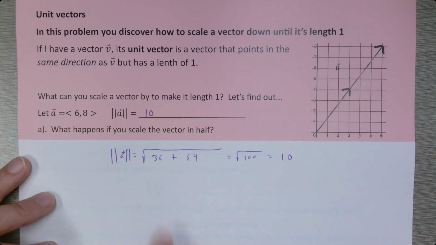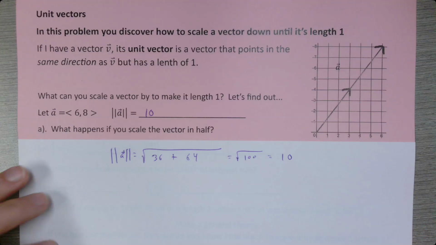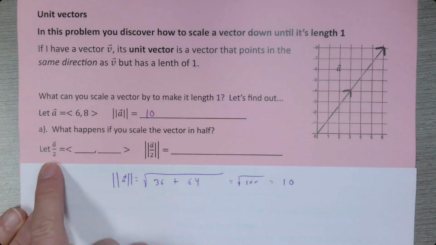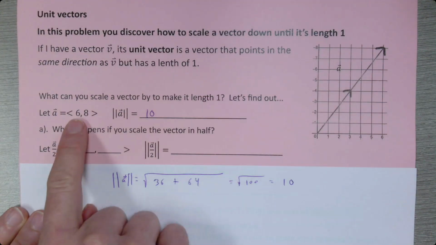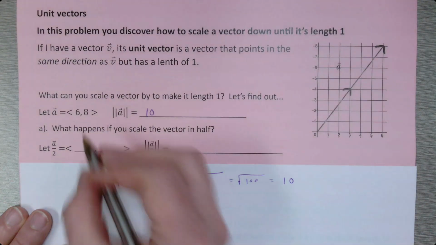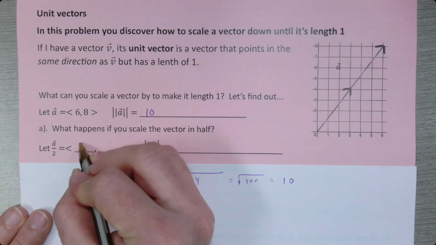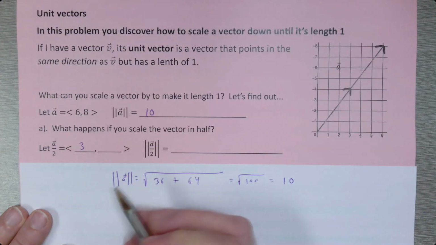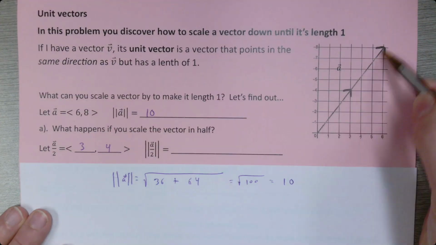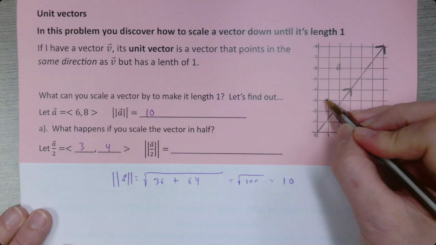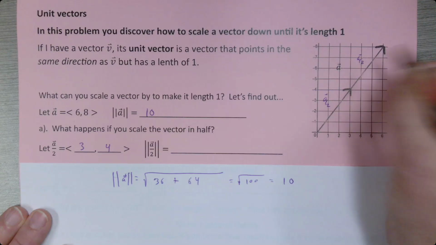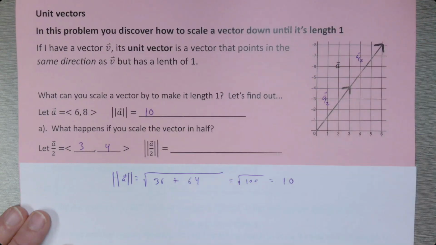Let's imagine what happens if we scale the vector in half. So if we scale it in half, it should look like this. And we'll do that just by multiplying each of the components by 1/2. So 6 times 1/2 becomes 3. 8 times 1/2 becomes 4. In the picture, if this whole thing was A, this part right here is A over 2. And then here's another A over 2, if I wanted to imagine two of them together.